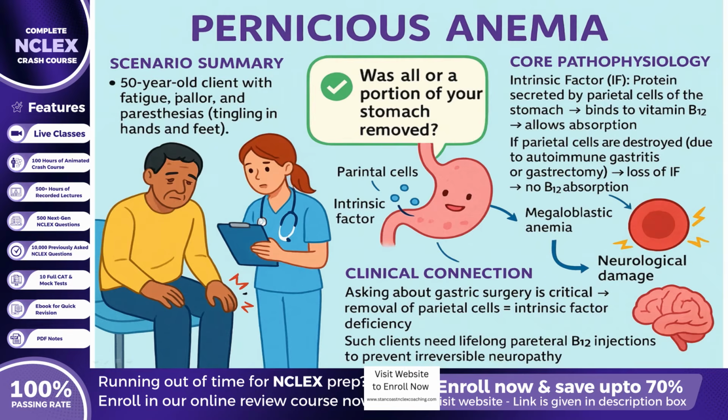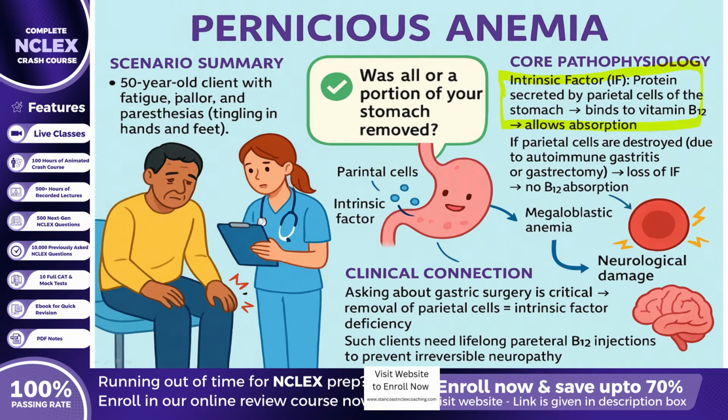Pernicious anemia is a type of megaloblastic anemia that develops when the body fails to absorb vitamin B12 due to the absence of intrinsic factor, a glycoprotein secreted by the parietal cells of the stomach. This intrinsic factor is vital because it binds to dietary vitamin B12, protecting it from gastric acid destruction and ensuring its absorption in the terminal ileum. When the parietal cells are destroyed, such as in chronic atrophic gastritis, autoimmune disorders, or following gastric surgeries like partial or total gastrectomy, intrinsic factor production is lost.